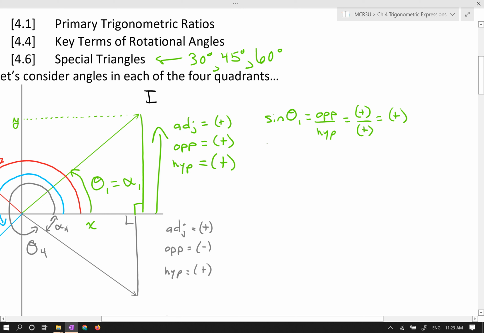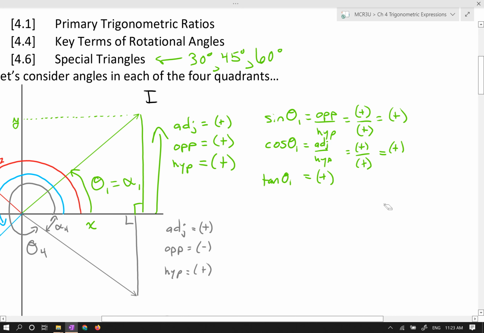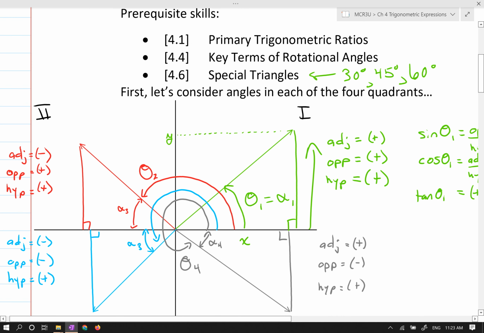Fantastic. All right, I can check with my cosine of theta 1 as well. The cosine of theta 1, I know I'm working with my adjacent side over my hypotenuse. That is a positive value divided by a positive value, so I'm working with a positive. And lastly, my tangent of theta 1, using the same logic, I should find that my tangent ratio should be positive. That might seem really obviously consistent right here. All of our values are made up of only positive values. We'll see where we're going as we get over here.